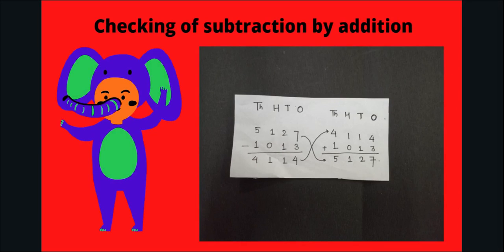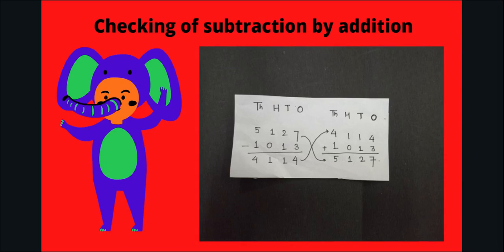So we can start next topic, checking of subtraction by addition. Here we are subtracting 1013 from 5127. After doing the subtraction, we can check the difference ourselves by addition. The difference here is 4114.